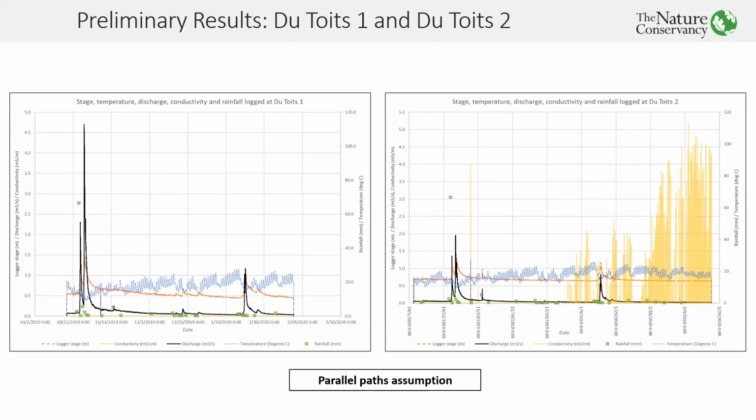So if you compare these two graphs, you'll immediately notice that there are variations when comparing the magnitudes of the stage and discharge between the TOIS 1 and the TOIS 2. You can see it's significantly higher in the TOIS 1. But that is not the only thing that we are looking at here. What is very important here, as I mentioned before, is this parallel path assumption, so that they are on a similar path in terms of their hydrological response. And you can see that both these catchments are responding at the same time to rainfall events, and they follow a similar pattern. So this is very encouraging for us going forward.